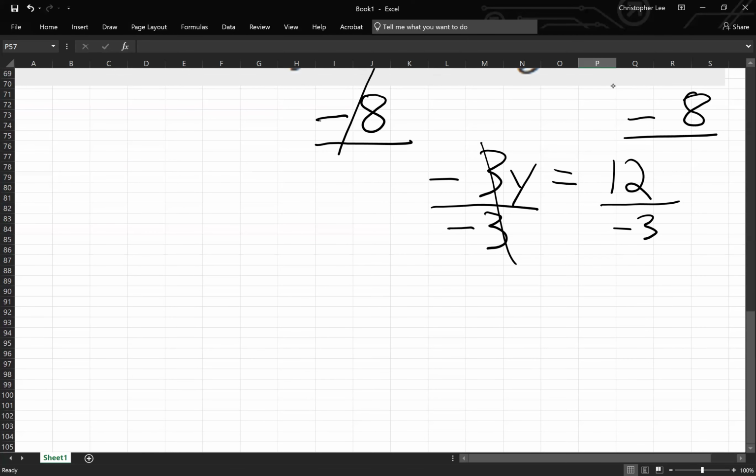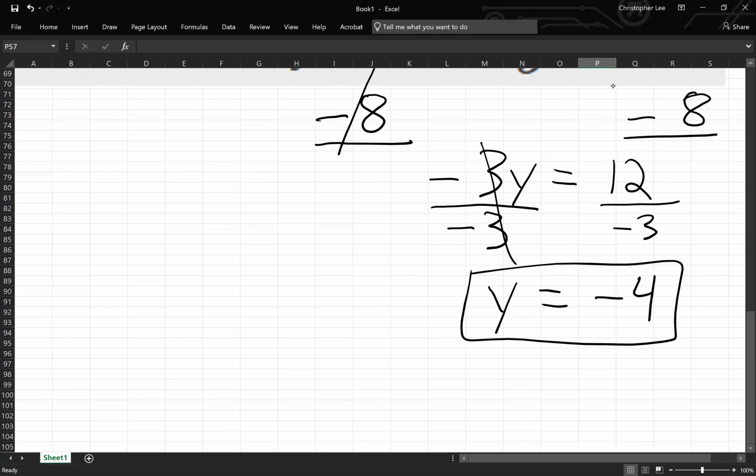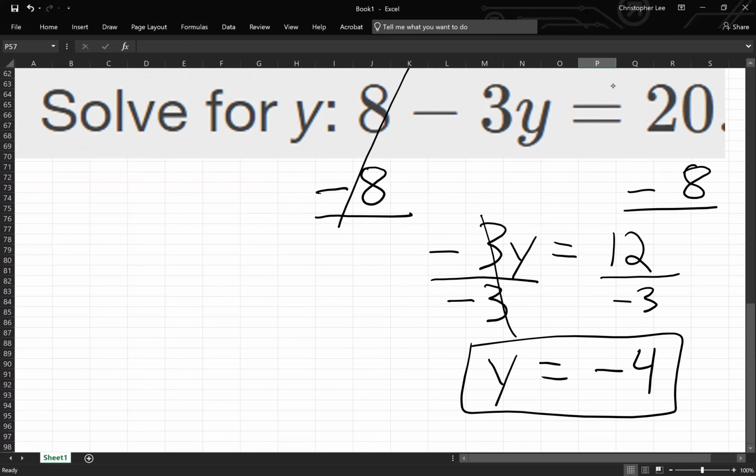So this cancels out. So I have just y is equal to, what's that? Like -4, right? And then that's it. All right. Any questions on this? Anybody? Good? All right.